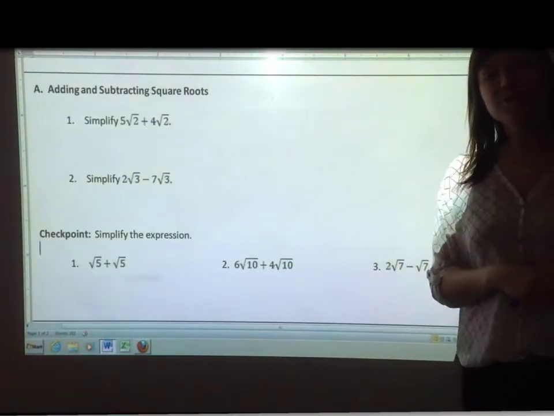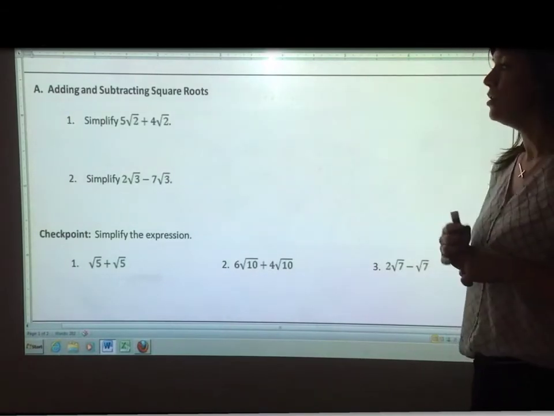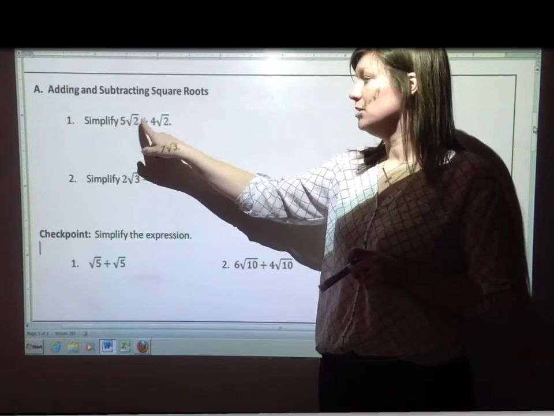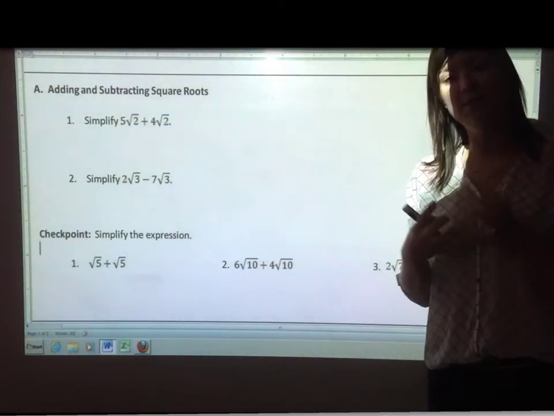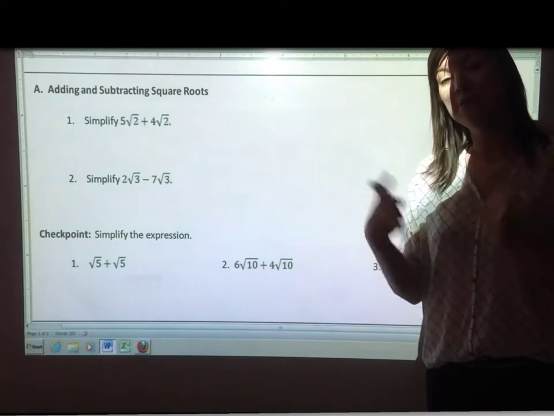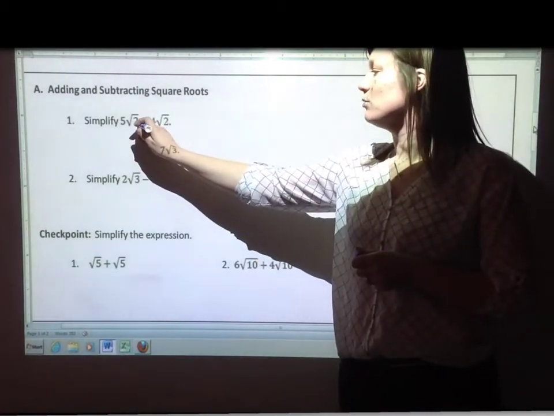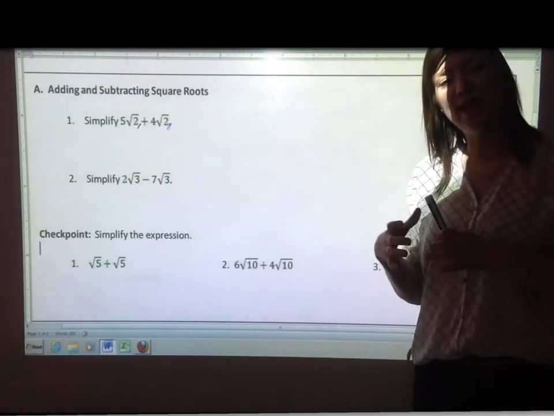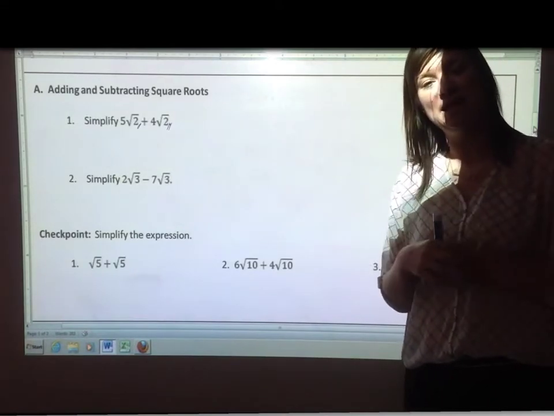Alright, so we're going to start adding and subtracting square roots in section A. Looking at our first one, simplify 5 radical 2 plus 4 radical 2. Now remembering correctly, we have to check to make sure these terms can be combined by checking the radical part. So if I look here, I have a radical 2 part and a radical 2 part. Therefore, these radical terms are like radical terms, and we can combine them by addition.